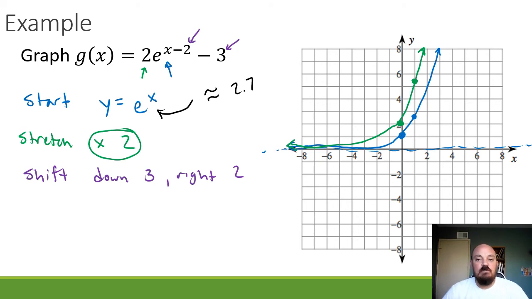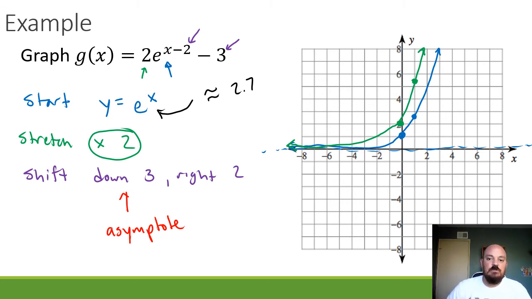And you can see this graph, now all of a sudden it doesn't go through that 0.01 anymore. The transformations can change that. So now it goes through 0.2 instead of 0.1. Okay, to finish this graph, we're going to shift down 3 and right 2. And remember, the shift up or down will take the asymptote with it.